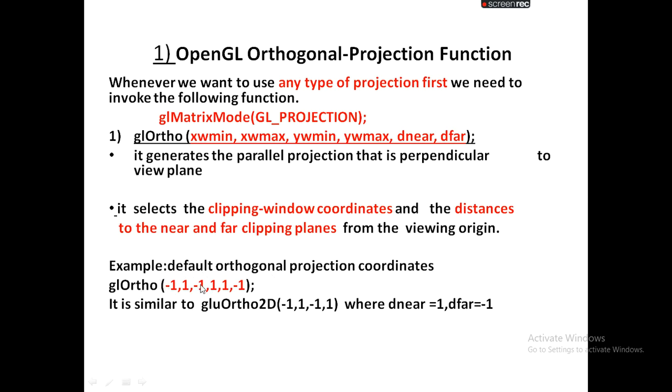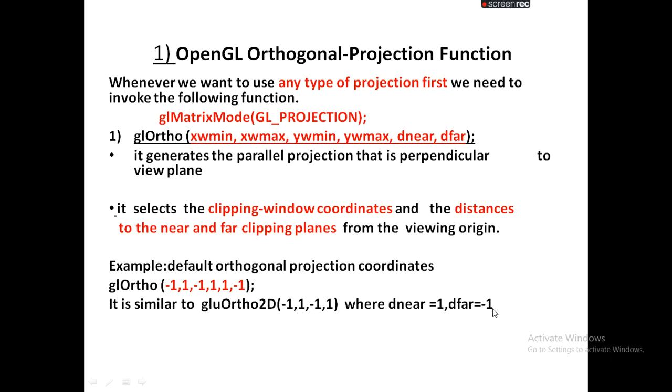And whatever default coordinate positions I defined with respect to GL ortho, I can convert this to GLU ortho 2D also. In the case of GLU ortho 2D, we have four values there: x min, x max, y min, y max. Here d near and d far are not defined, but by default it will take d near and d far as +1 to -1.